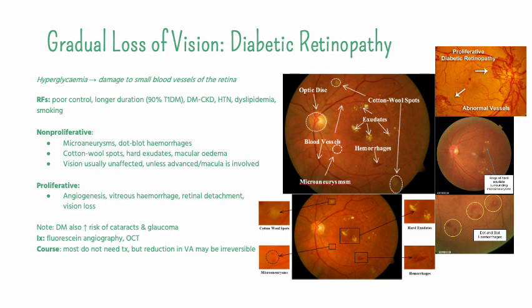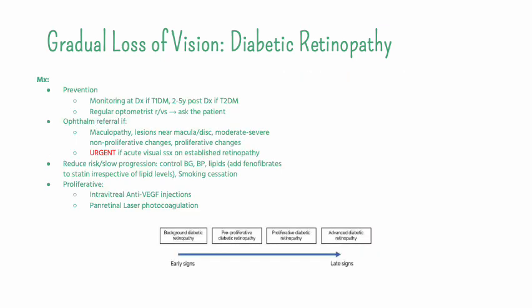With proliferative diabetic retinopathy, the features include angiogenesis, vitreous hemorrhage, retinal detachment, and vision loss. It's important to note that diabetes is also a risk factor for cataracts and glaucoma as well. Investigations include fluorescein angiography and OCT. For the course of diabetic retinopathy, most patients don't need treatment, but a reduction in the visual acuity may be irreversible. Management for diabetic retinopathy in GP land focuses primarily on prevention.